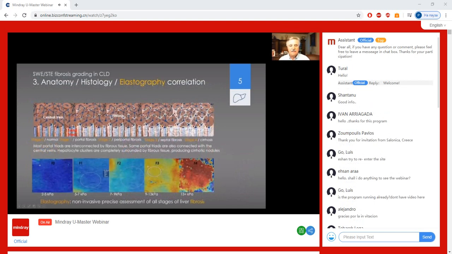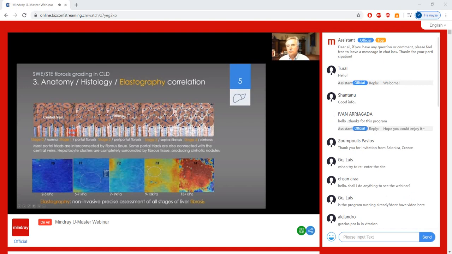This is an anatomy and histology correlation from the normal liver through small amounts of fibrosis towards cirrhosis with regenerative nodules. And there is an analogy between each stage of fibrosis and the elastography color mapping corresponding to different measurements in kilopascal.